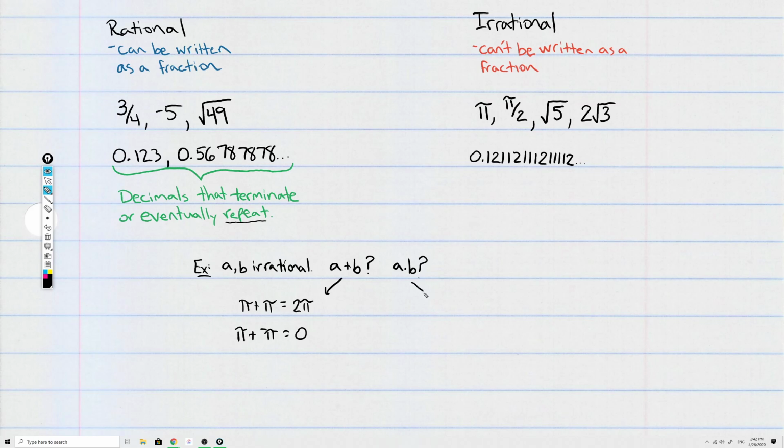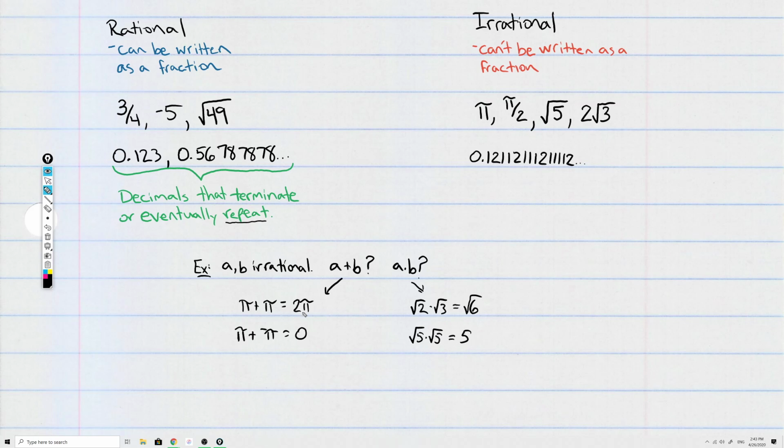Same thing with A times B. Pick a couple of irrational numbers. Maybe pick the square root of 2 times the square root of 3. Well, we know how to multiply square roots. That would be the square root of 6. That does not simplify. So in this example, you multiply 2 irrational numbers together, and we got an irrational number. However, you want to go through some examples and see if that's always the case. Well, what about the square root of 5 times the square root of 5? When you multiply those together, you get 5.